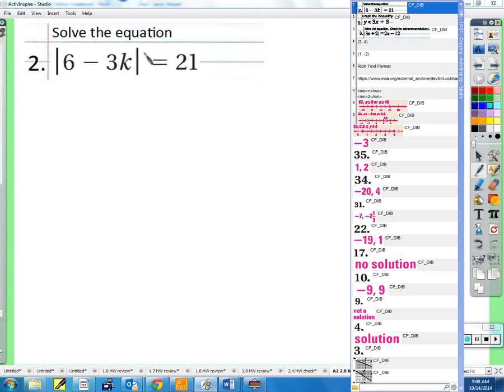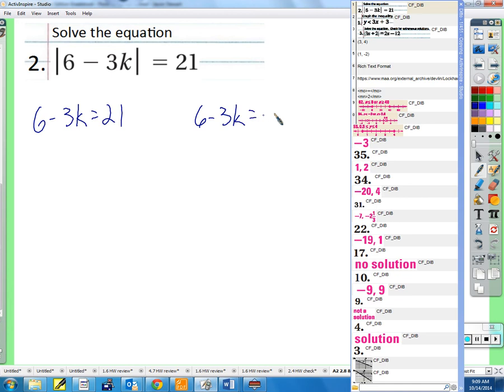Solve this equation. So this stuff, I take the absolute value of it, and I get 21. That'll happen if this stuff comes out to be 21, or if this stuff comes out to be negative 21. Take the absolute value of negative 21, and still get positive 21. Negative 3k is equal to 15. And divide by negative 3, k is equal to negative 5.